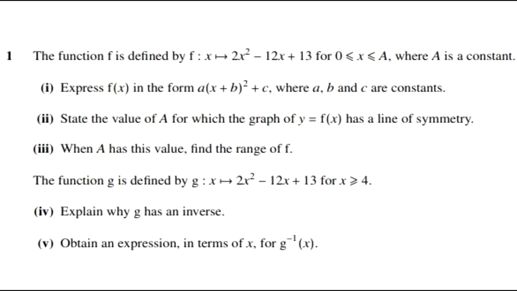The function g is defined by g from x to 2x square minus 12x plus 13 for x greater than or equal to 4. Fourth part, explain why g has an inverse. Fifth part, obtain an expression in terms of x for g inverse of x. Now we'll see how to solve this question. Now let us see how to solve our first question.